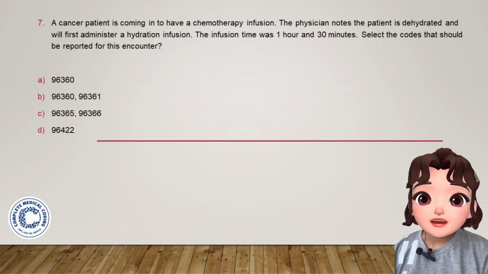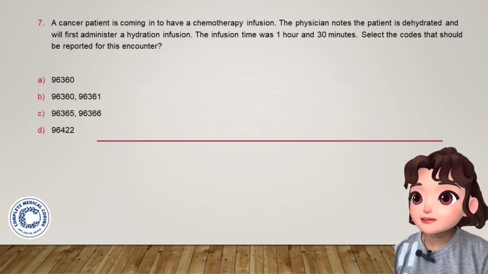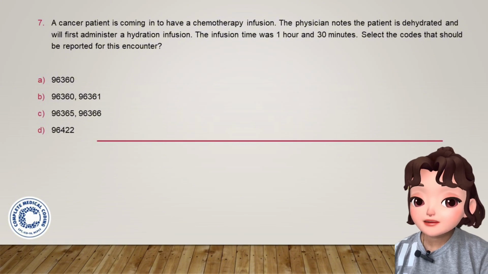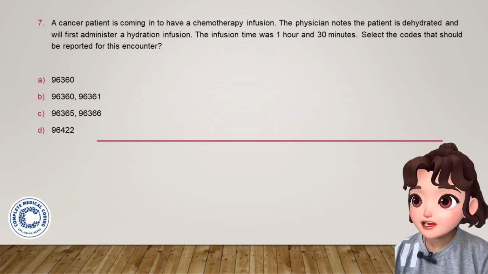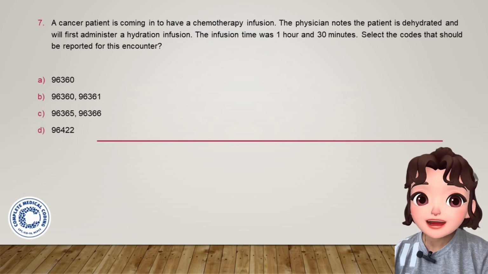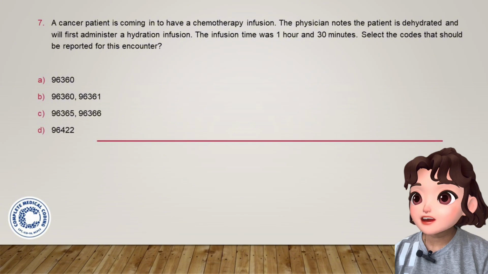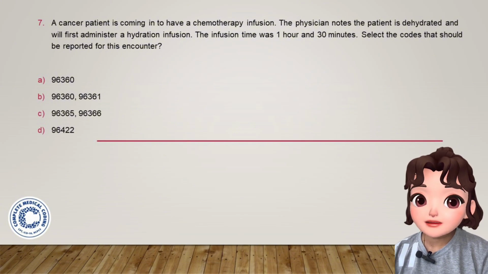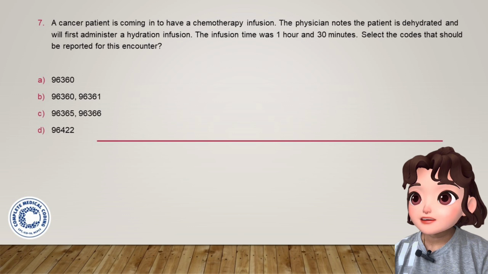Okay. Now moving on to the 7th question. A cancer patient is coming in to have a chemotherapy infusion. So this is something related to the infusion section. The physician notes the patient is dehydrated and will first administer a hydration infusion. The infusion time was 1 hour and 30 minutes. Select the codes that should be reported for this encounter.